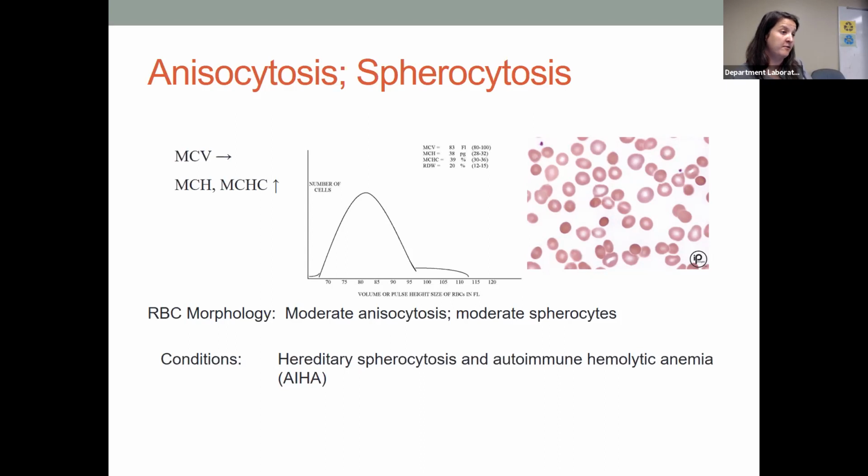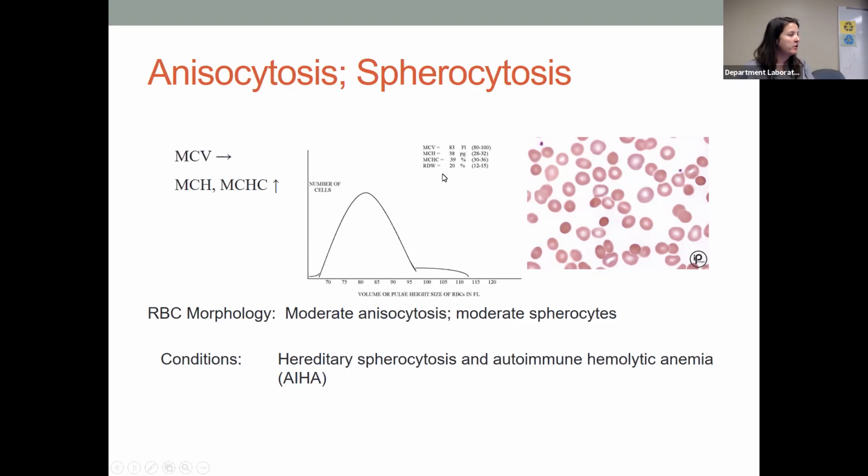Spherocytes. Okay, remember spherocytes? So if you look at the peripheral smear, spherocytes do not have a central pallor. They're small in size, hence our MCV of 83, right? So it's on the smaller size, right? So these are all spherocytes right there.